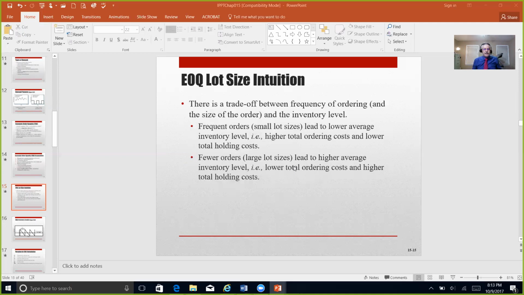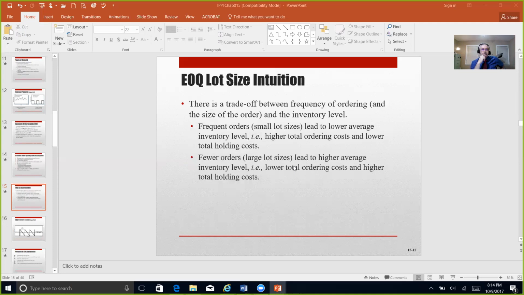So we have the EOQ lot size. We talk about the frequent orders and fewer orders. Either we're going to order in smaller lot sizes or larger lot sizes. And if we do smaller, that leads to a lower average inventory level, but we have higher total ordering costs, yet lower total holding costs because we are carrying less inventory.